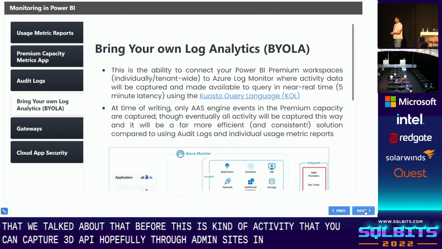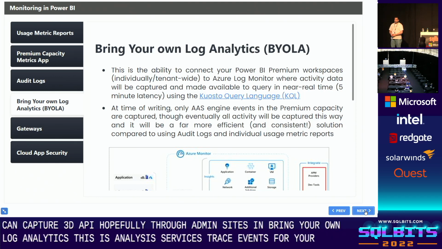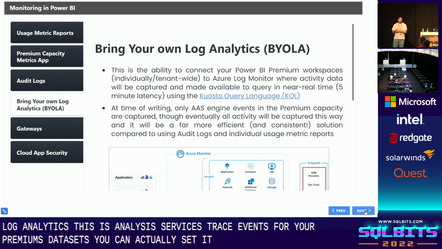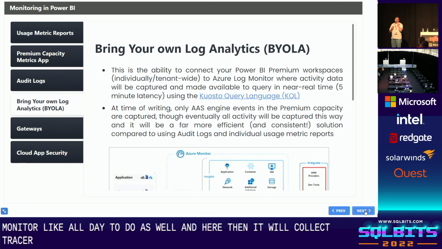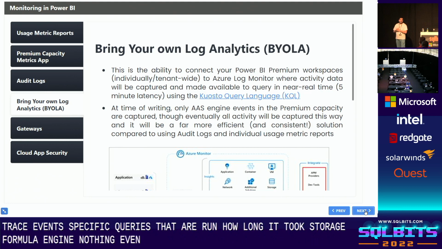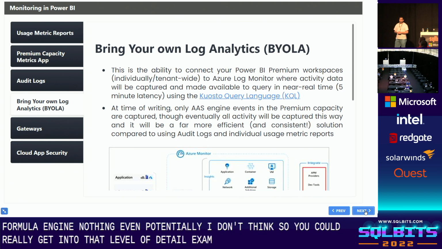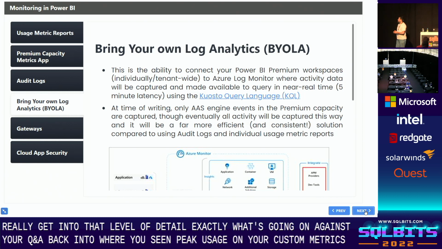Bring your own log analytics. This is Analysis Services trace events for your Premium datasets. You can actually set it up to write to Azure Monitor, like all data platform tools can. And here it will collect trace events, specific queries that are run, how long they took. Does it even do storage engine, formula engine, I think even, potentially. I think so. So you could really get into that level of detail, exactly what's been run against your cube, and even tie that back into where you're seeing peak usage on your Premium capacity metrics, if the data works.